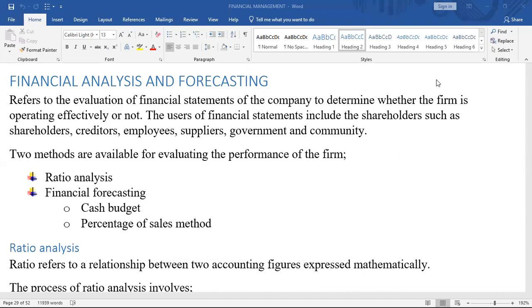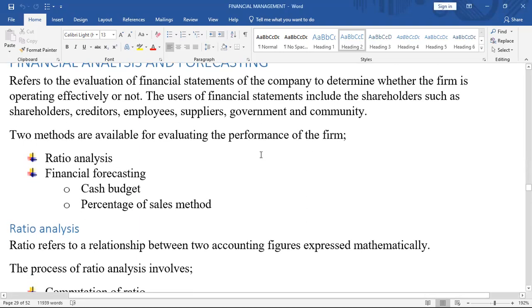So the users of the statements include the shareholders, creditors, employees, suppliers, government, and community. There's a question somewhere in financial accounting where you normally are asked about the users of the financial statements. And we are carrying it up to this point.